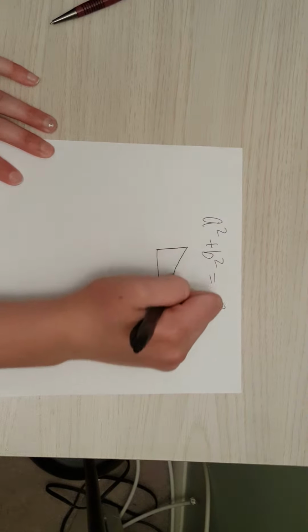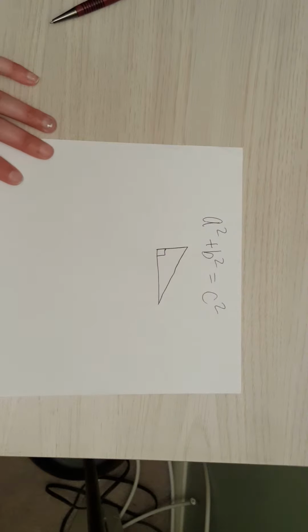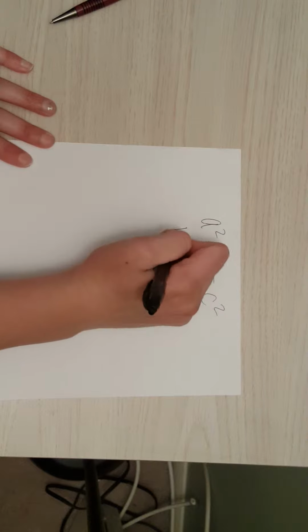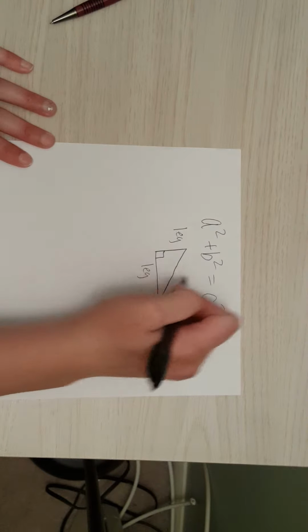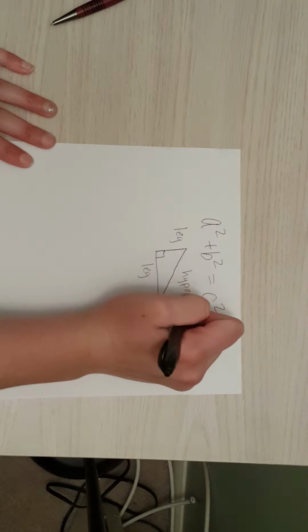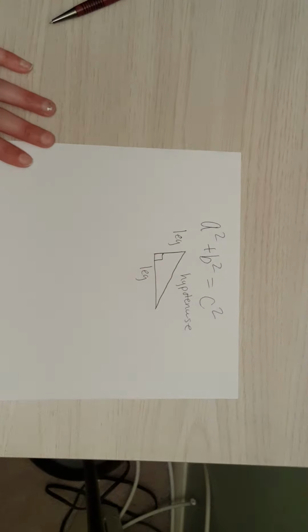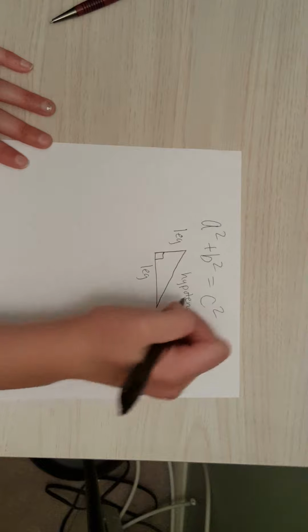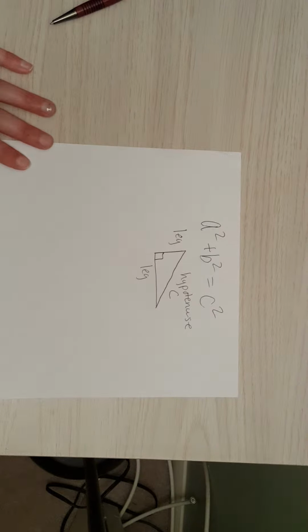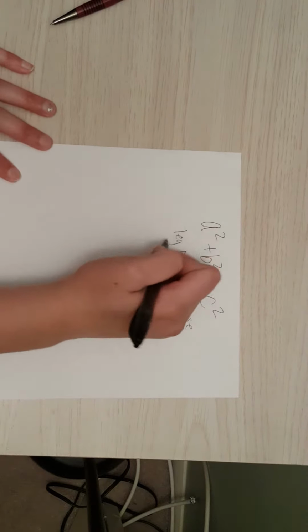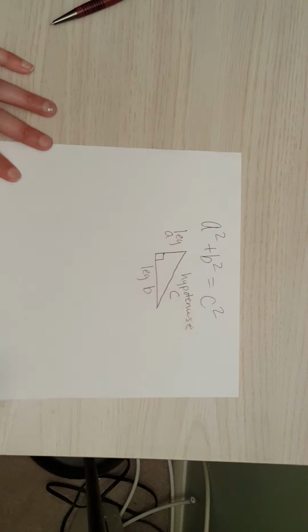So I know this is a right triangle because I'm going to put this box in the corner, which means 90 degrees. So I have two legs and a hypotenuse, and they each have a variable that represents them: c for your hypotenuse, and your legs are a and b. It doesn't really matter, but we usually say shorter leg is a, longer leg is b.